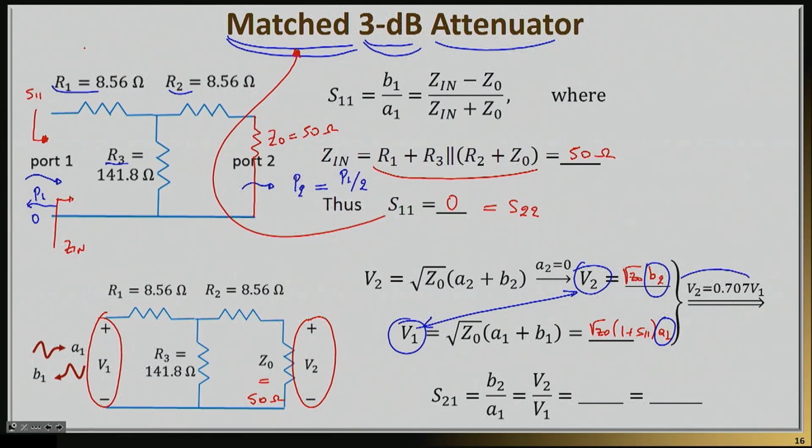And from a voltage division perspective, V2 is going to be nothing less than 0.707 V1. So if I do this calculation, S21 is going to be equal to B2 by A1, and this number here is going to be equal to 0.707. And as I mentioned before, this will be equal to S12 due to reciprocity. So I'm basically done. I have found out that my S21 is equal to 0.707. And as you can imagine, that means that I have my 3 dB attenuator because the S21 squared is basically 1/2.